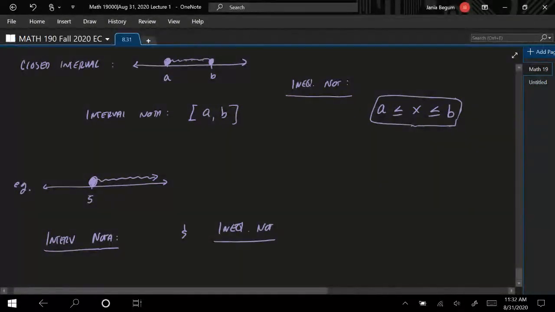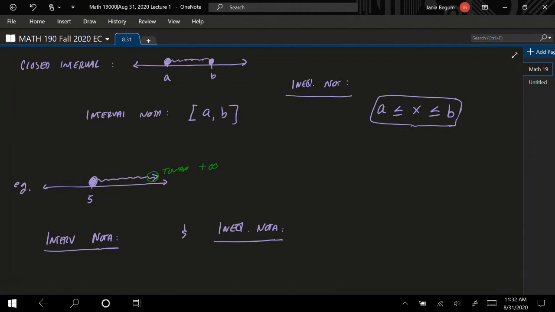Can you please repeat exactly what you said about the arrow, that it expresses that it's going to go on forever? Right. So here I put an arrow in the set. That means it's going toward positive infinity. And if I put it on the left side, that means it's going to go toward negative infinity.